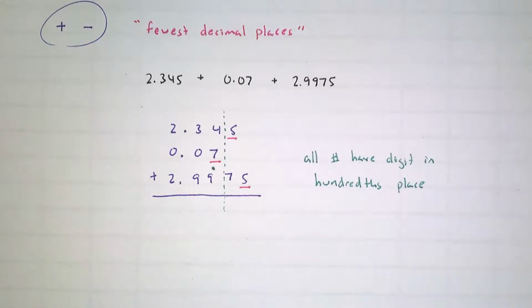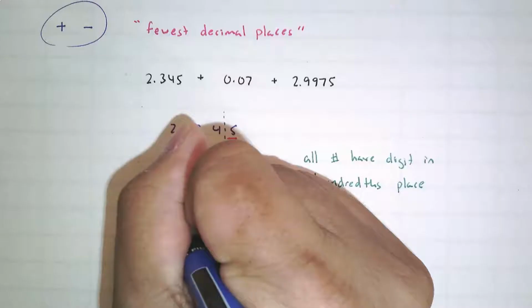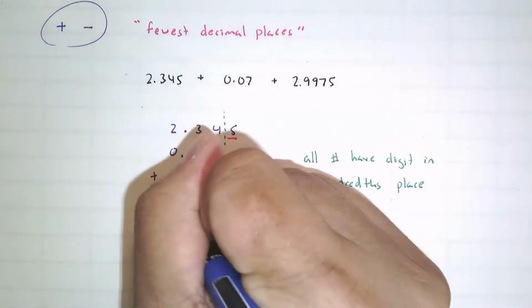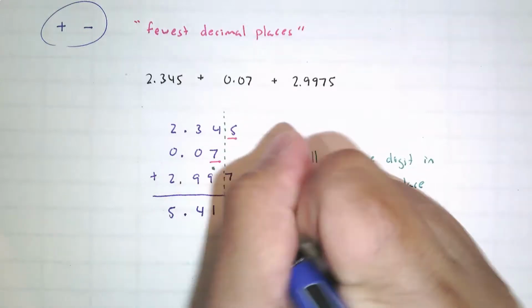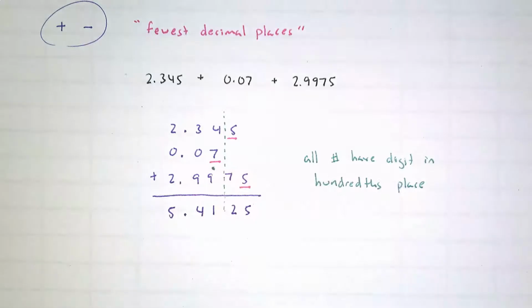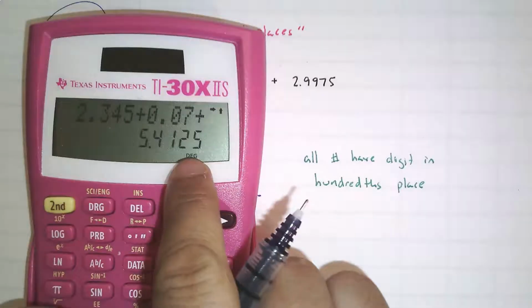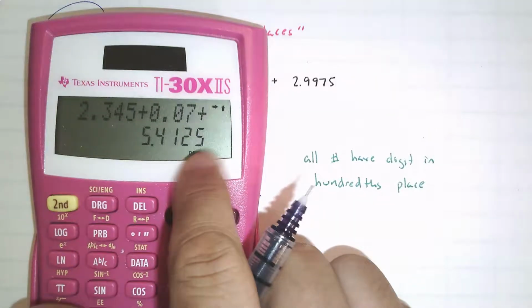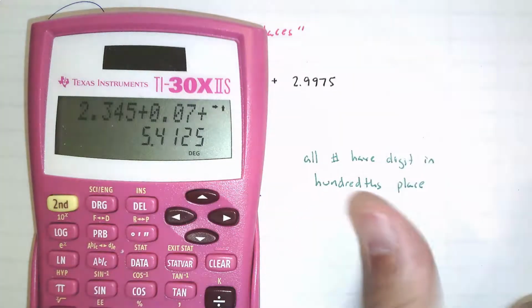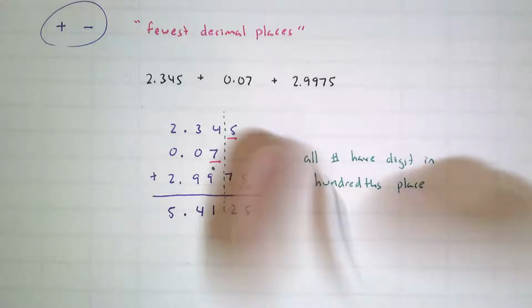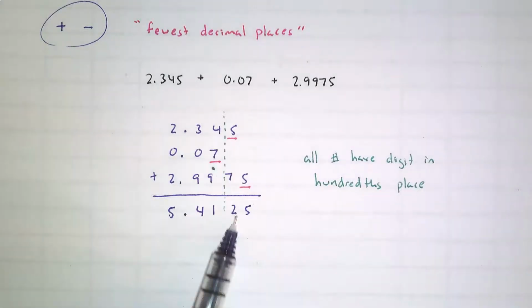2.345 plus 0.07 plus... 2.9975. I get a 5 here. 0.4125. And yes, that's on the calculator, that's an exact number because that's the same as 2.4125000000. But I don't need to go that far because my dotted line says I should stop right here.